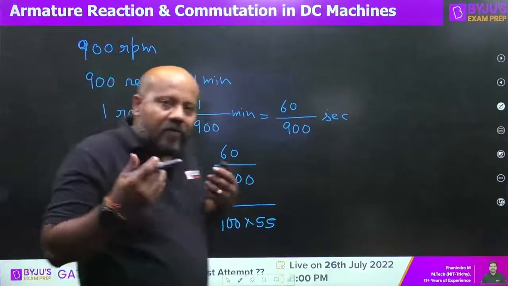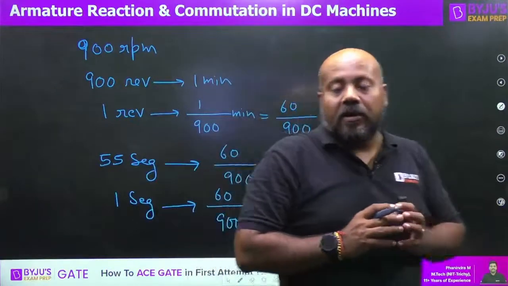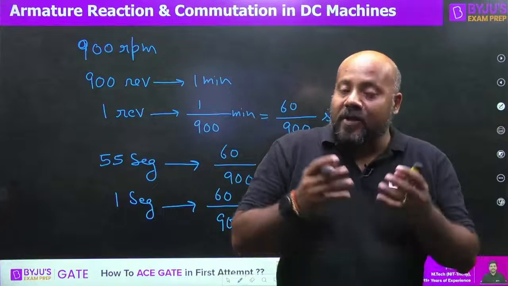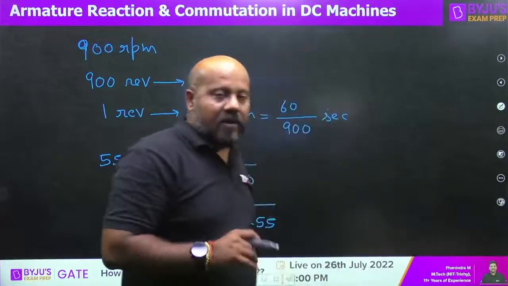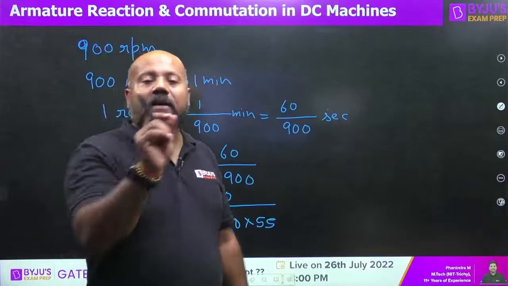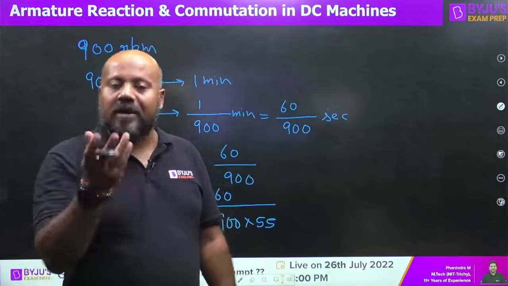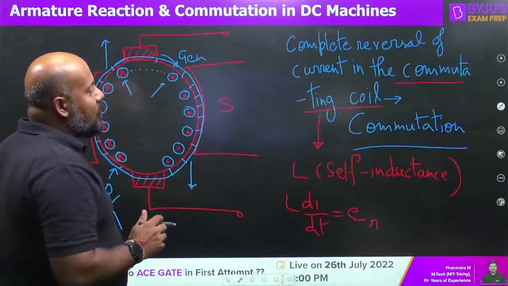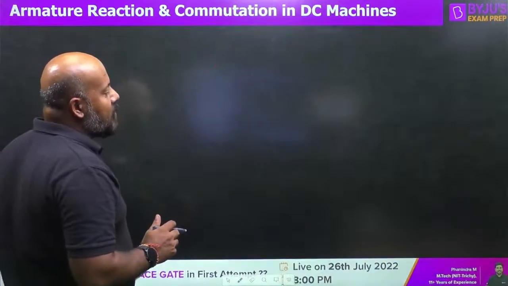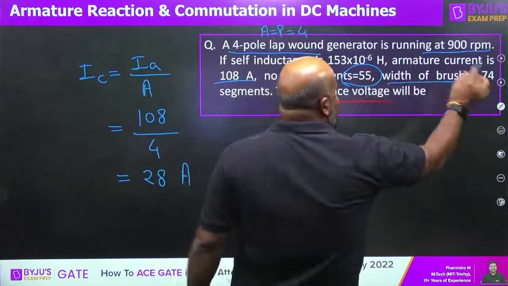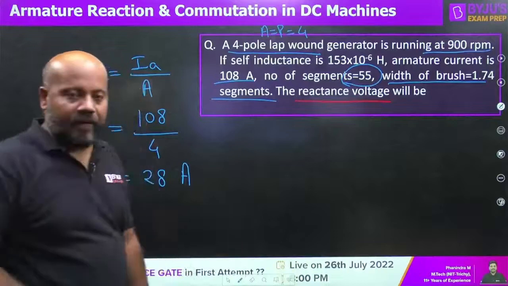But you know how we define commutating period. Commutation period is defined as the time period for the commutating coil to cross the brush or the brush width. In general, we can say. It means you have to see how many commutator segments are equivalent to the brush width. So that is given, width of the brush is 1.74 commutator segments.